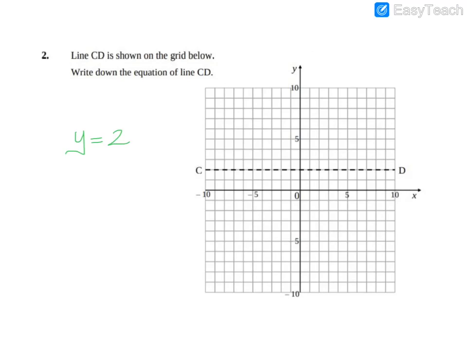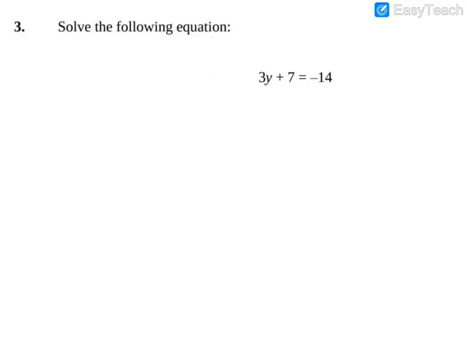Next question then, question 3. Solve the following equation. So we've got 3y plus 7 equals negative 14. So we're saying 3 times something plus 7 gives us the answer negative 14. So we're going to have to work out what that something was. What's the y that we started with?